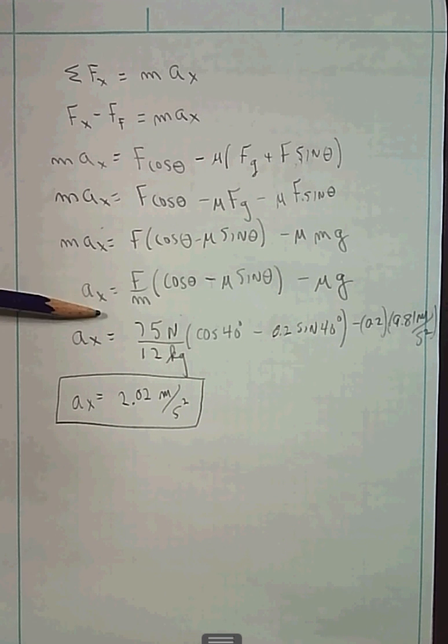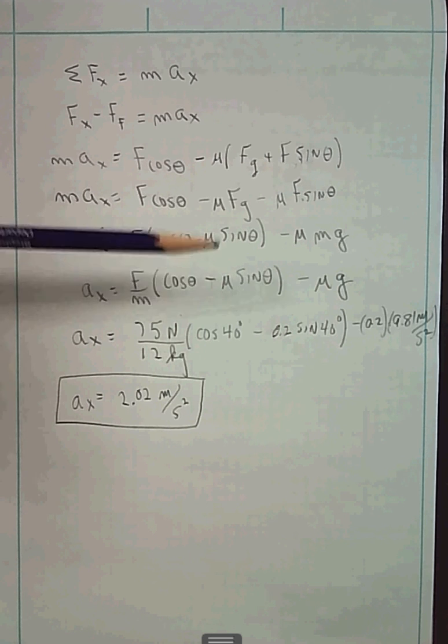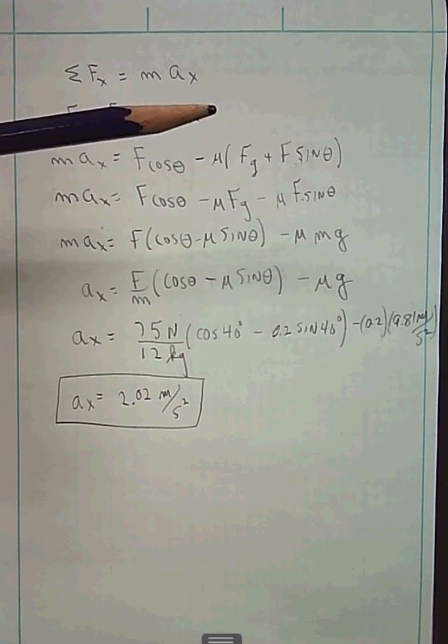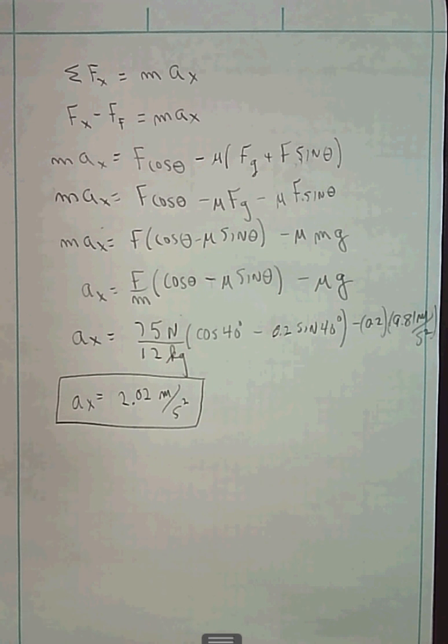The acceleration in the x direction is the ratio of F to m, times the trig functions with mu, and then minus mu times g. Then simply plug in the numbers, and the acceleration in this case is 2.02 meters per second squared.